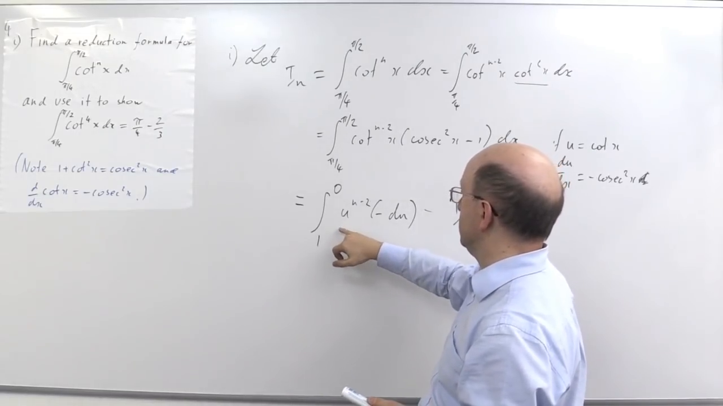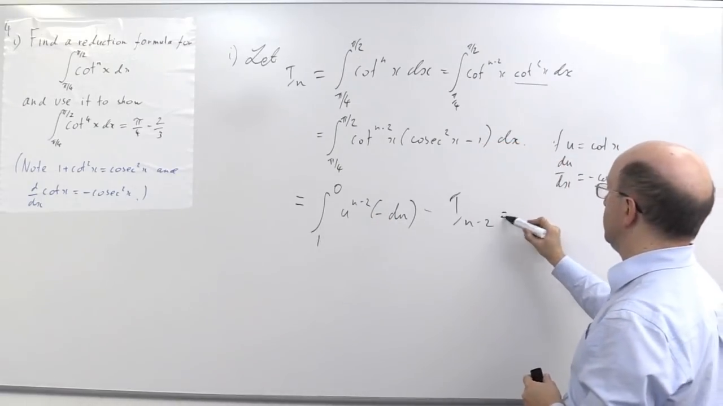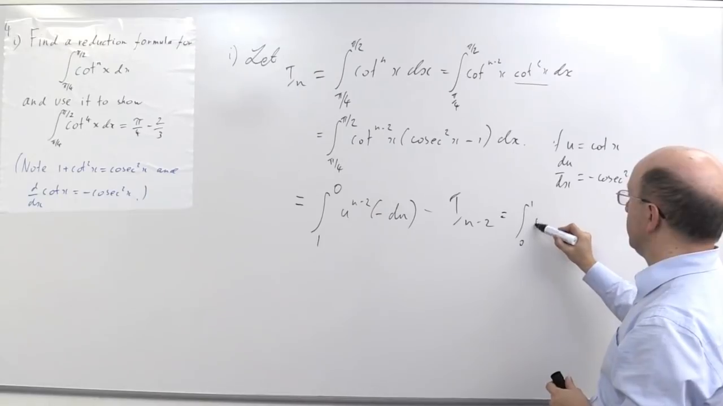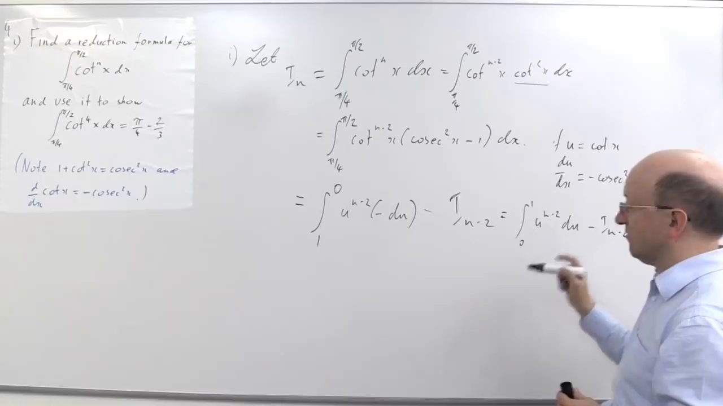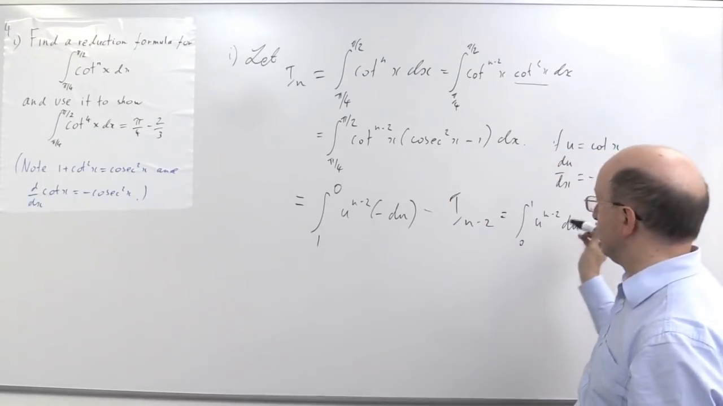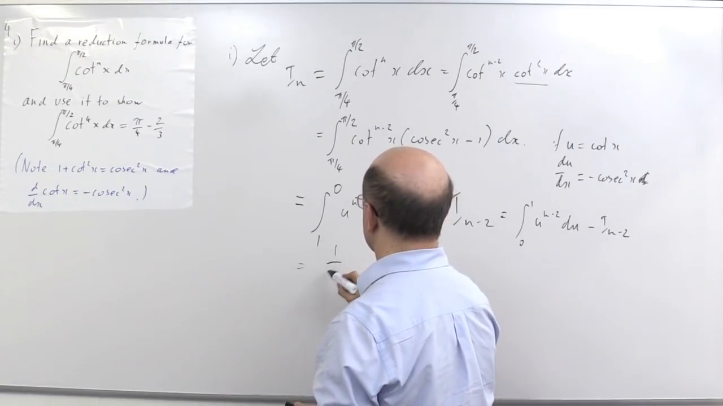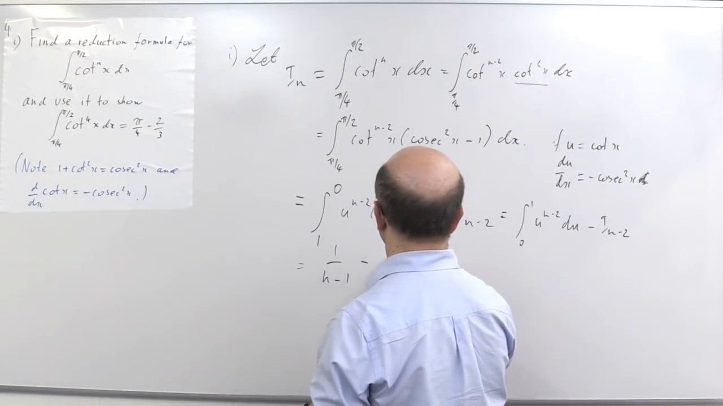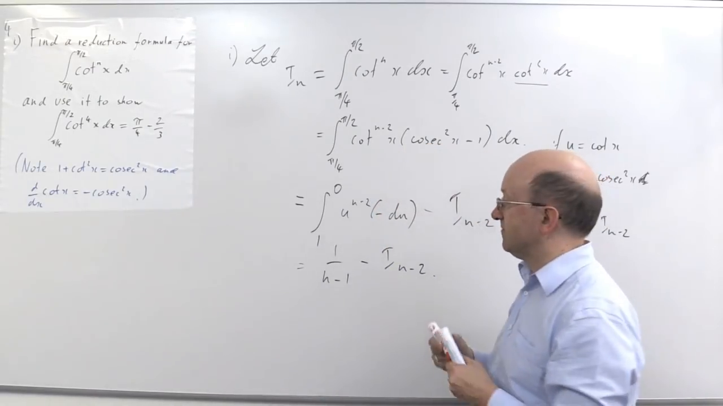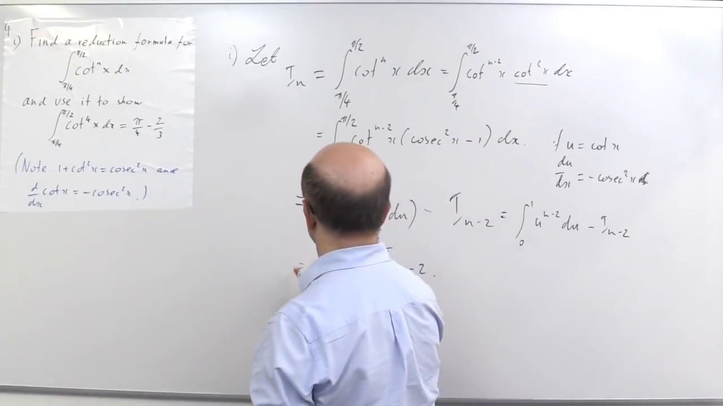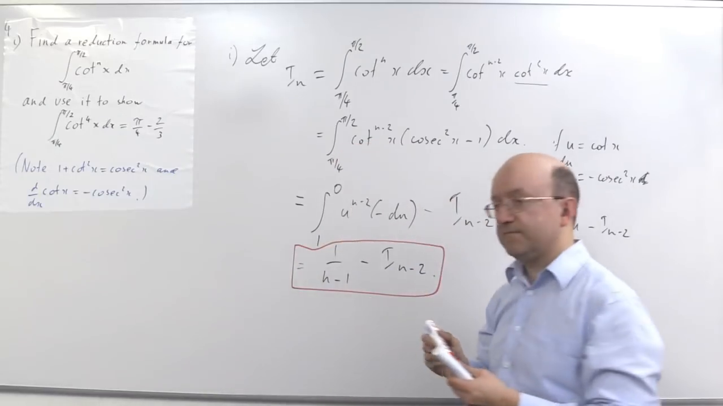So what do we get here? This is going to be the integral from 0 to 1 of u to the n minus 2 du minus I n minus 2. The integral from 0 to 1 of u to the power is easy enough, you just add 1. So we're going to get our reduction formula: I n equals 1 upon n minus 1 minus I n minus 2. And that's my reduction formula. Let's put I n on this side, shall we? I was going to put it in a box, doesn't matter. Okay.